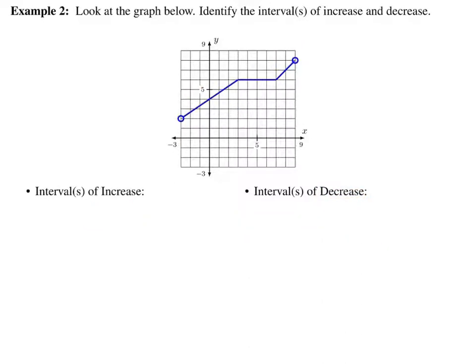Okay, next one. Oh, this graph's awesome because it has open dots, and it starts by going up, and then it goes over, and then goes up some more. So, increase, it's increasing twice. So it's increasing from -3 to 3, also increasing from 7 to 9.